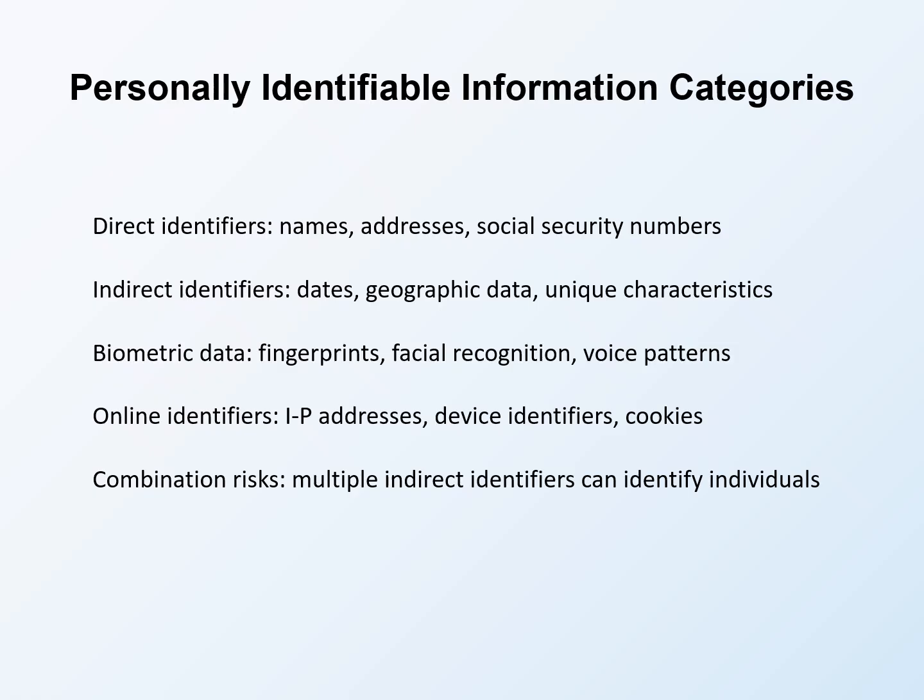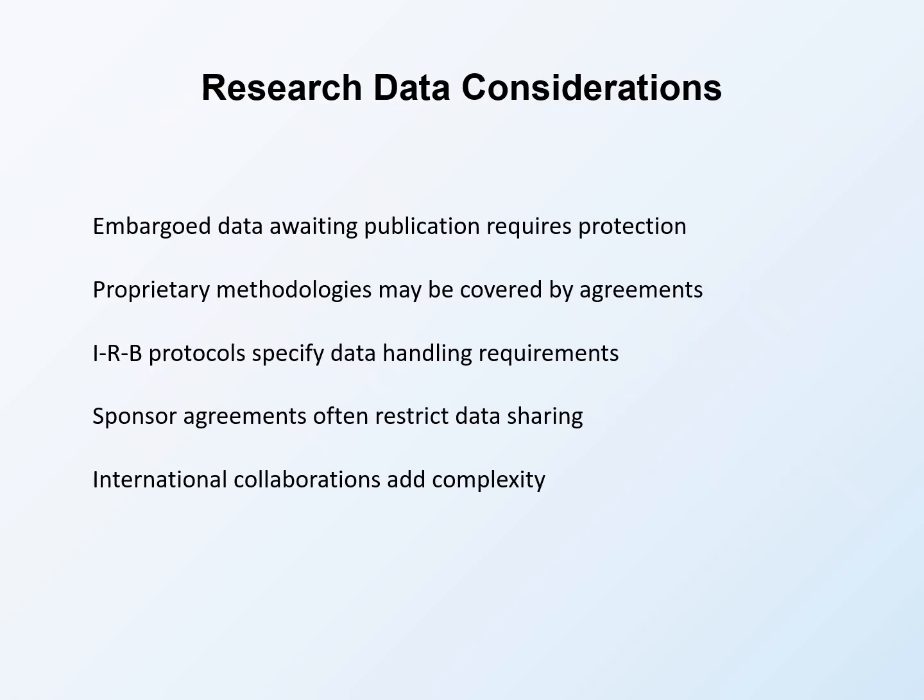When using AI tools, consider whether any combination of information you enter could identify specific individuals, even if no single piece of data seems identifying on its own. Research data presents unique privacy considerations beyond personal information. Embargoed research findings awaiting publication represent significant intellectual property. Entering such data into AI tools could potentially expose findings before publication, compromising the researcher's ability to establish priority and potentially violating agreements with journals or sponsors.